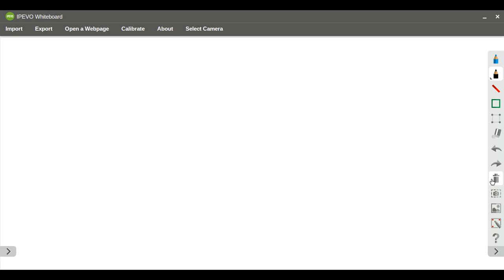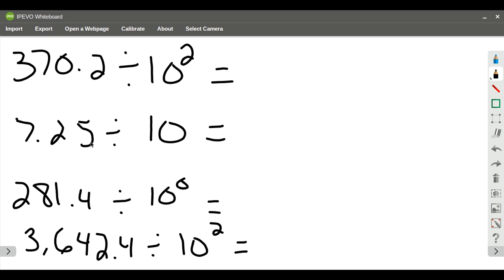Alrighty, so we're going to go ahead and do our place value patterns. I'm going to get these up on the screen for you, and then I will continue on. Look at our first value: 370 and 2/10 divided by 10 to the second power. When I divide by 10 to the second power, that means I'm going to move my decimal 2 places to the left. So my decimal is going to go 1, 2. My new answer is going to be 3.702. I know that looks like a comma, but it's a decimal. So it's 3 and 702 thousandths.